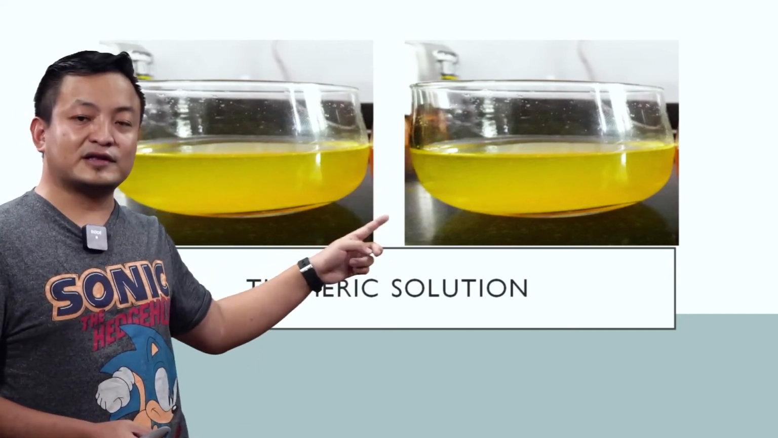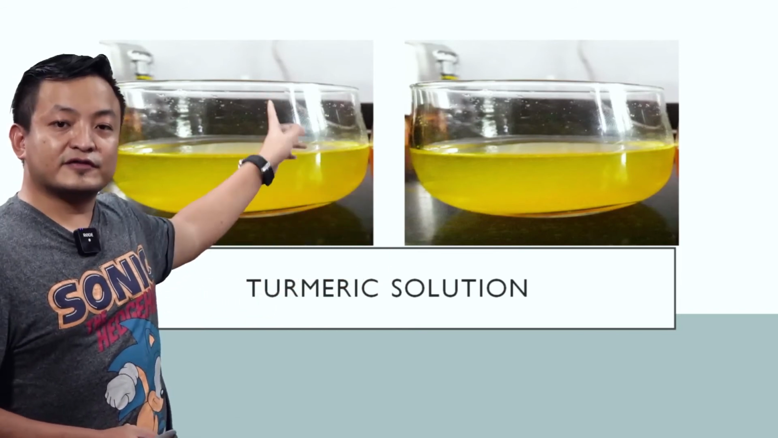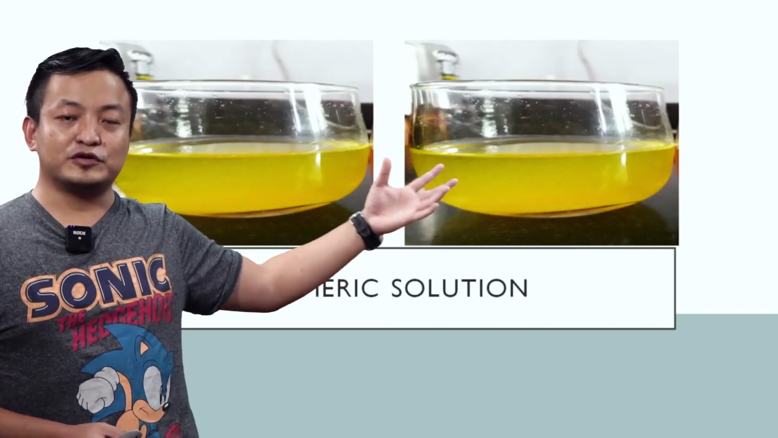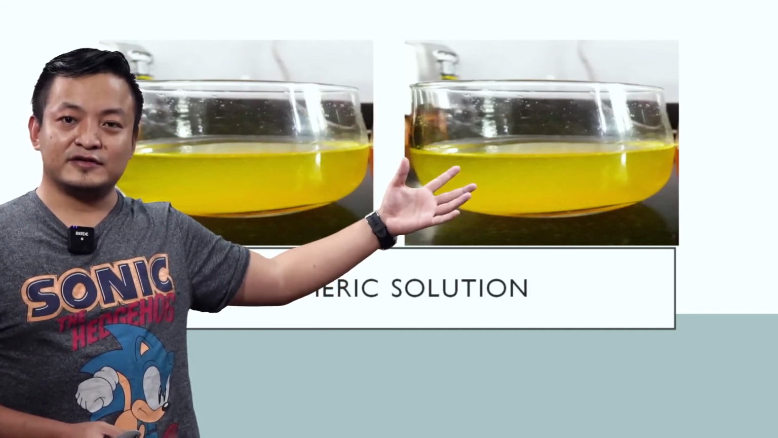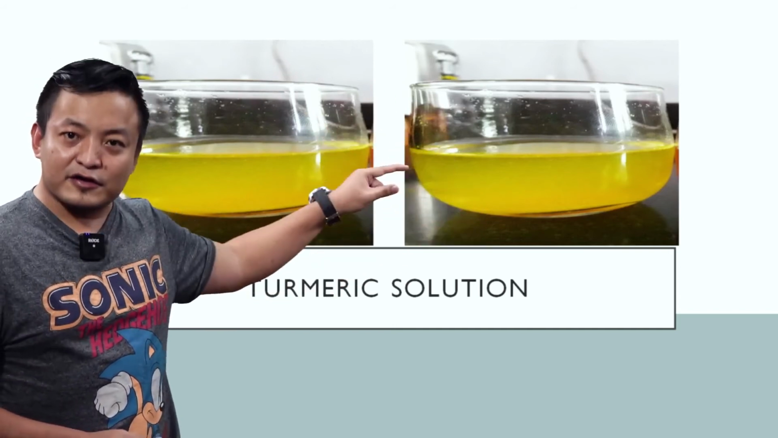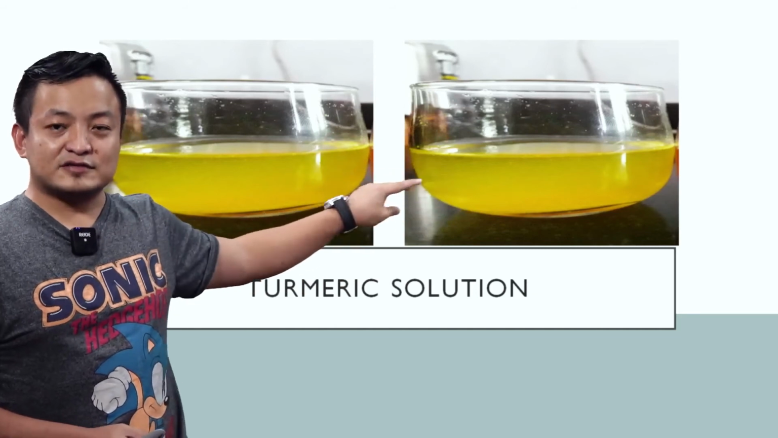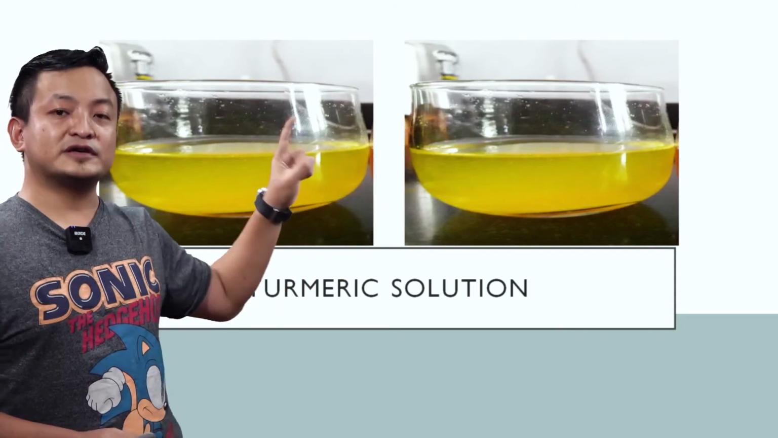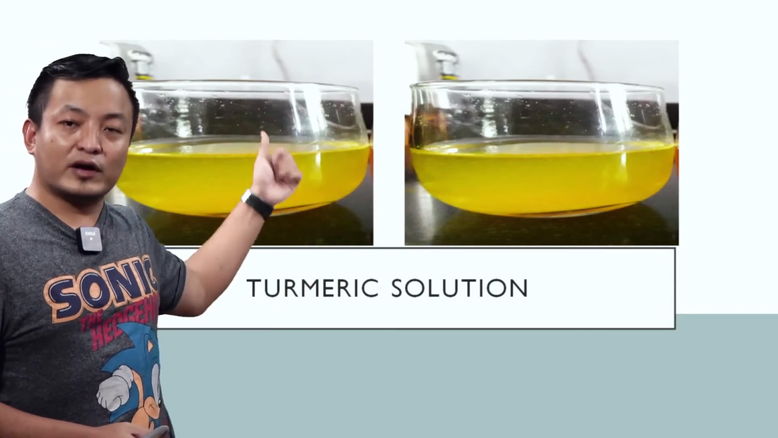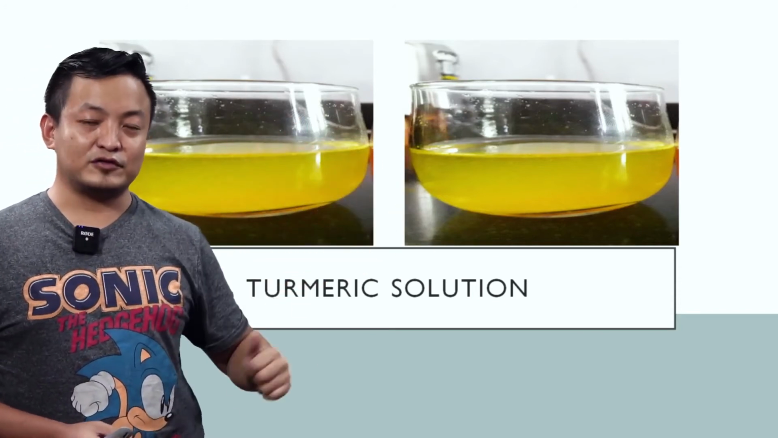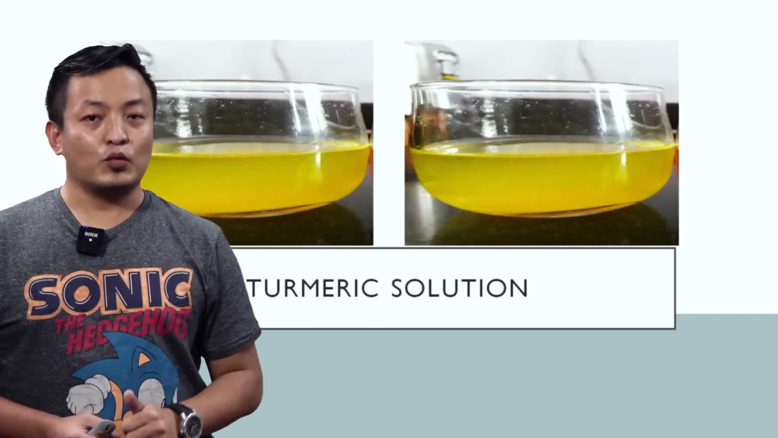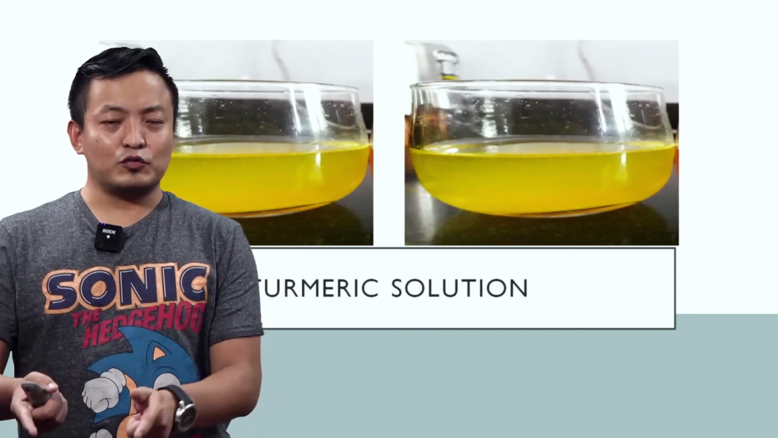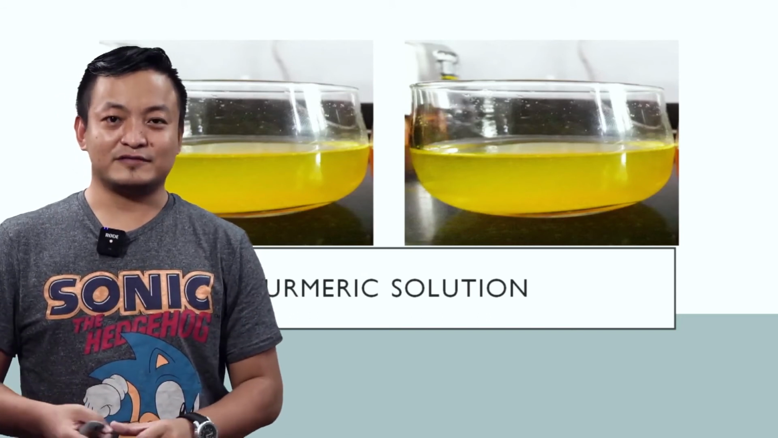In the first glass we'll put an acidic solution. In the second glass, we'll put a basic solution. Okay, let me repeat. Here we have 2 glasses of a turmeric solution. And we will put in each glass one acidic solution, one basic solution, and let's see what change we will observe. So even right now, if you're watching, you can make this solution quickly.